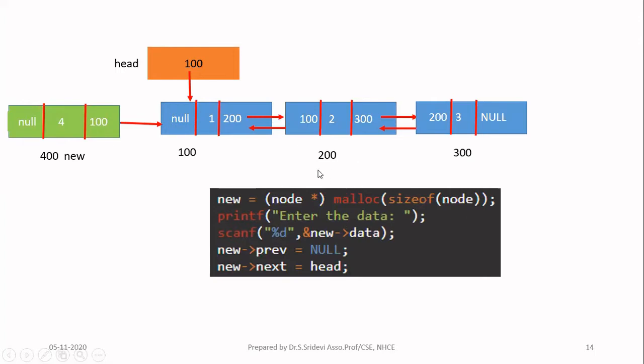Now, I'm going to insert this node as the first node in the linked list. So what are the steps? First, you create this green color node. So I'm using malloc to create the node and storing the address in the variable new. According to this diagram, new will have a value of 400. Then from the user, I am entering the data. That is nothing but this 4, I am getting by means of ampersand new arrow data.